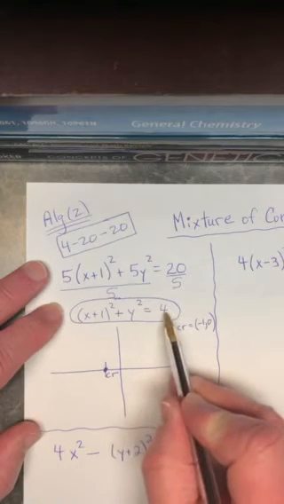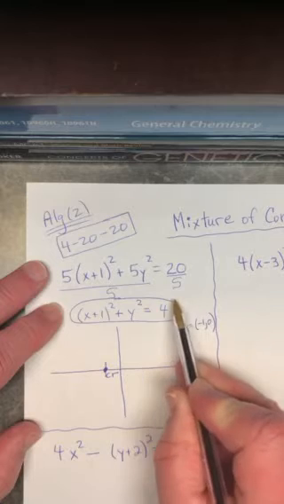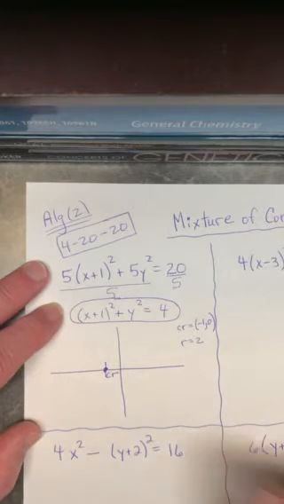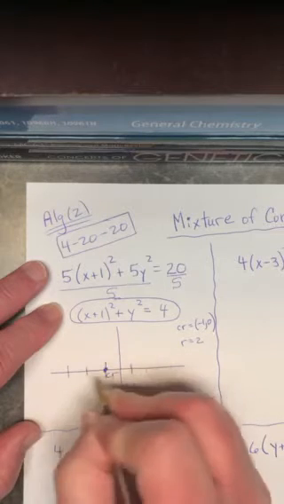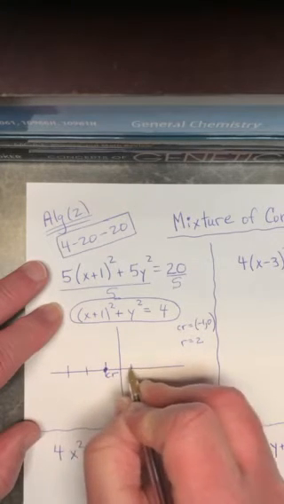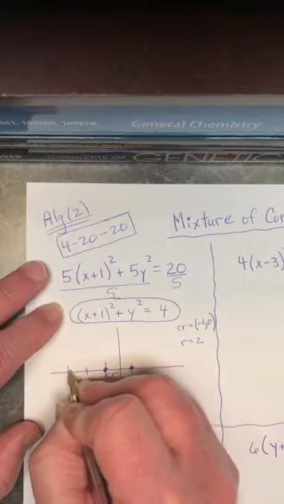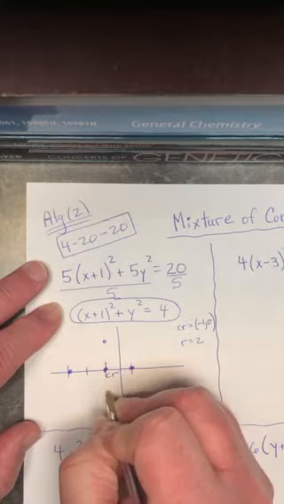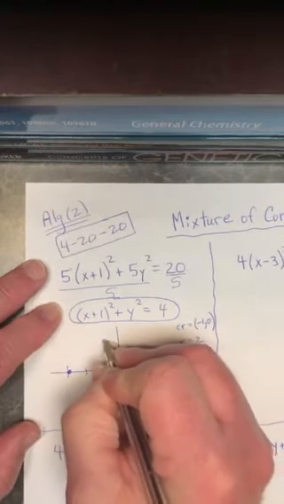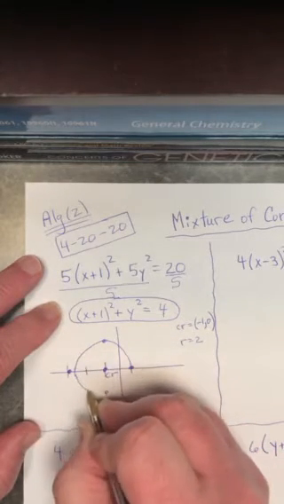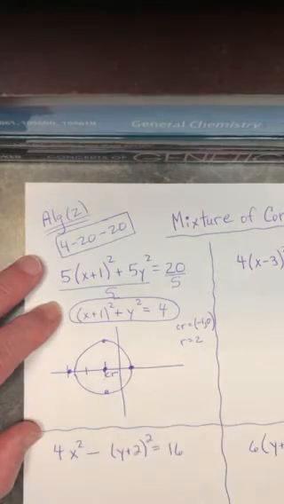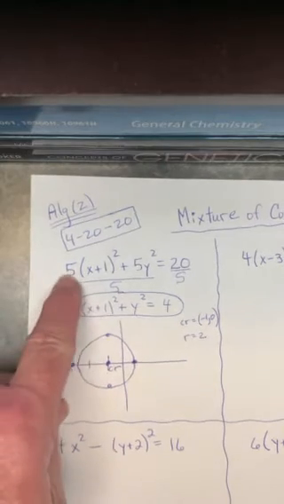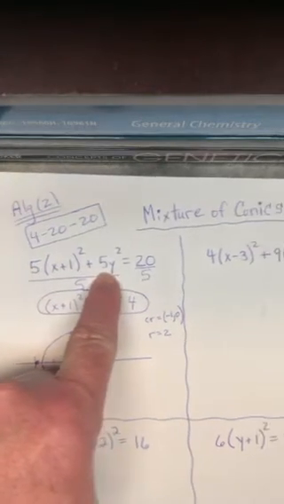Oh, if this is equal to 4, the square root of 4 is what? Do you agree my radius is 2? So guys, go to the center, go right 2, go left 2, go up 2, and go down 2. And we should have a nice, neat, beautiful circle that looks like that. Okay? So when the coefficients were the same, it was a circle.